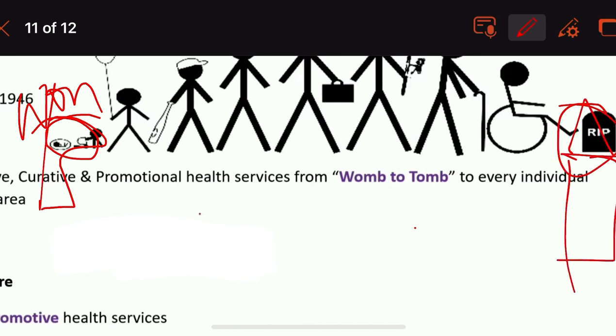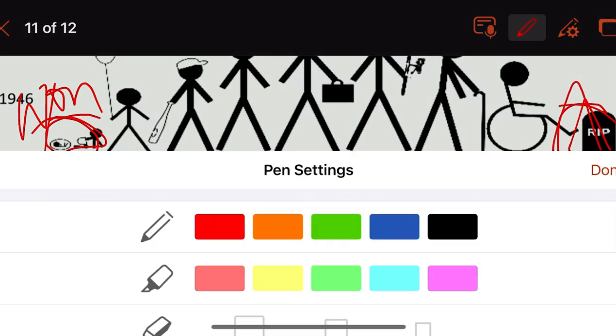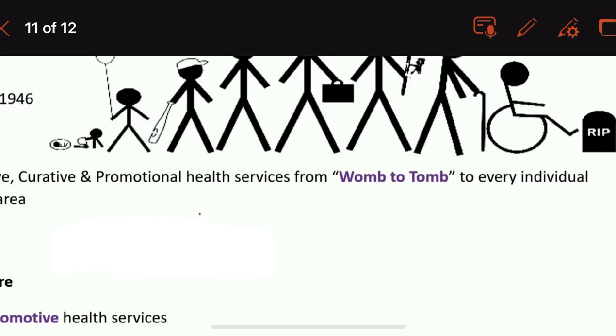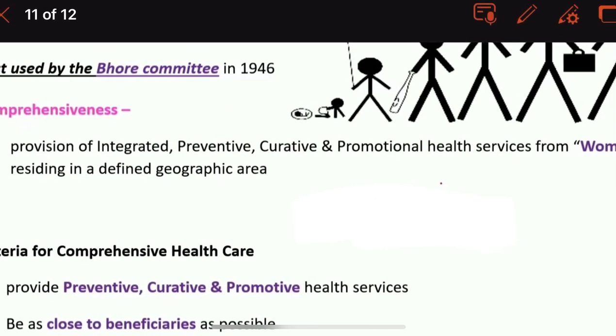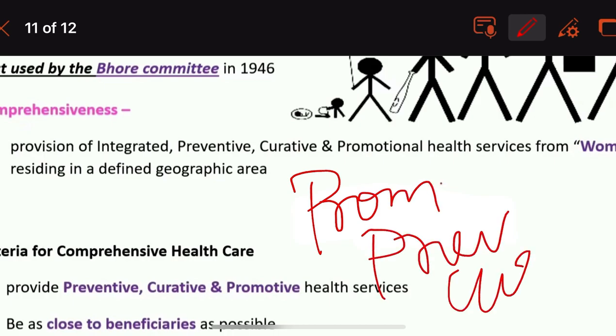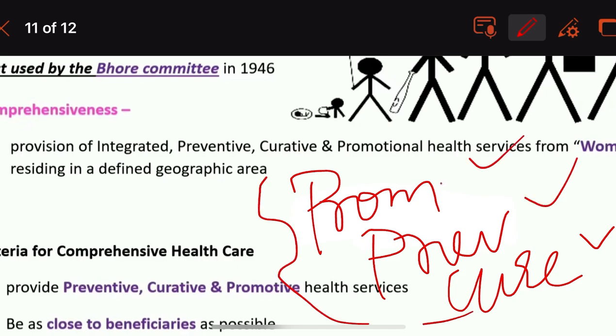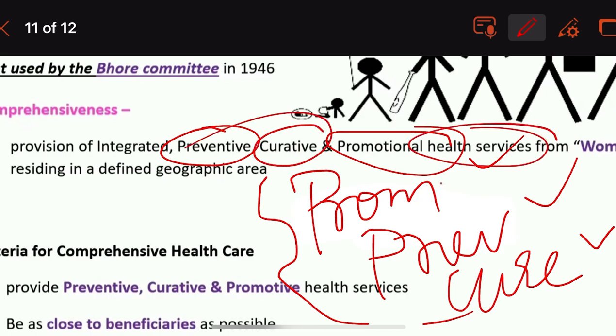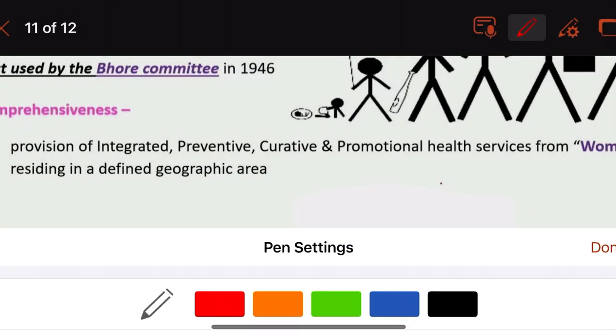Okay, so from the womb to the tomb, to every individual, under comprehensive healthcare: integrated, preventive, curative. Promote the health, prevent the disease, and in case a disease arises, cure. These are the 3 things we always see. So promotional, preventive, curative health services from the womb to the tomb.